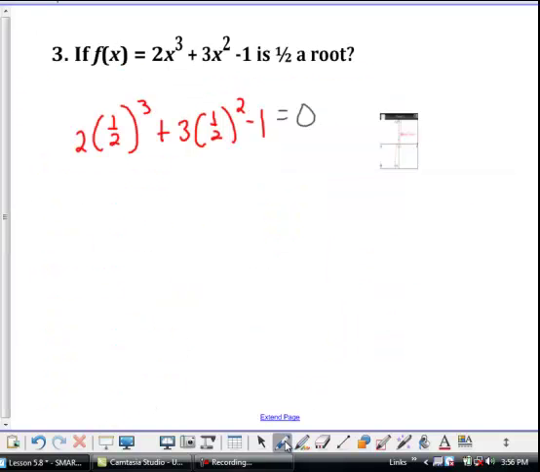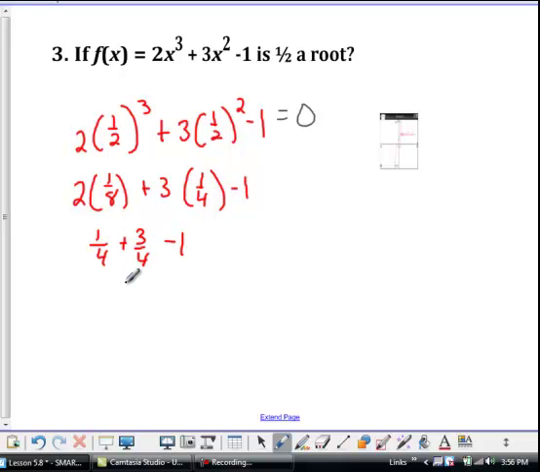So, let's figure it out. 1/2 cubed is 1/8. 1/2 squared is 1/4 minus 1. 2 times 1/8 is 1/4. 3 times 1/4 is 3/4. Well, 1/4 plus 3/4 is 1, minus 1 is 0. So yes, indeed, when I figured this out, I bring down all my math, this is a root. Now, if this was a multiple choice question on the Regents, all you'd have to do is look on your graphing calculator. If it was a free response, you would have had to show all this work.